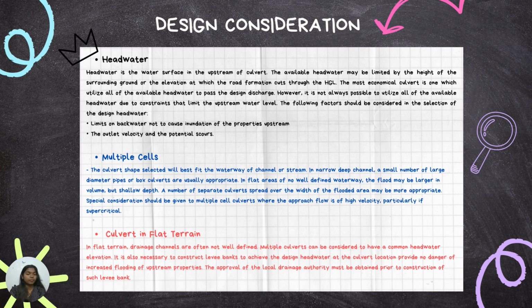Next is the culvert in flat terrain. In flat terrain, drainage channels are often not well defined. Multiple culverts can be considered to have a common headwater elevation. It is also necessary to construct level levee banks to achieve the design headwater at the culvert location, provided there is no danger of increasing flooding of upstream properties. The approval of the local drainage authority must be obtained prior to the construction of a levee bank.